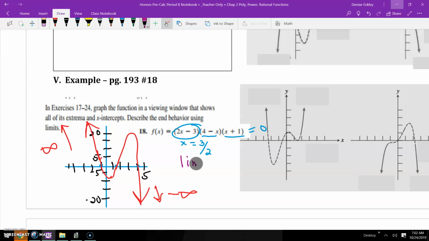The limit as x approaches -infinity of f of x is going to be infinity. That's my left-hand behavior. And my limit as x approaches positive infinity of f of x is going to be -infinity. That's my right-hand behavior.